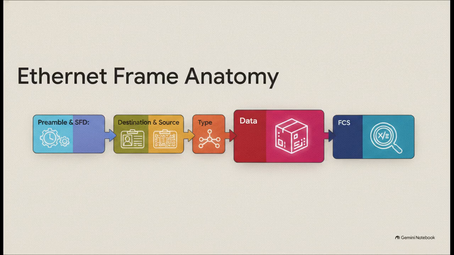Let's actually break down this envelope piece by piece. First up, the preamble and SFD. This is basically an alternating 1-0 pattern that acts kind of like a metronome. It lets receiving devices perfectly sync their internal clocks to the incoming bit stream. Next, you've got your destination and source MAC addresses. These act as the to and from labels, identifying the specific hardware devices. Then comes the type field, which tells us exactly what network layer protocol is hiding inside, like IP or IPv6. After that is the payload itself, the actual 46 to 1,500 byte chunk of data we're trying to send.